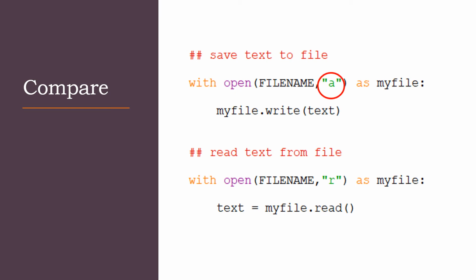If I want to save text to a file, I put the little letter A in quote marks after the file name, and that means I open it to append, to add to the file. Remember, I could also use W and that would overwrite. However, if I want to open the file to read from it, to get data from it, I use a little letter R. That tells the computer to open the file to read.